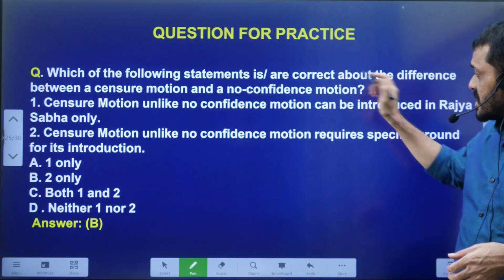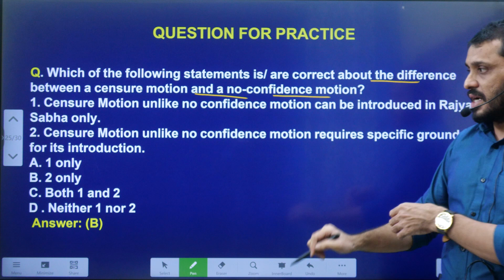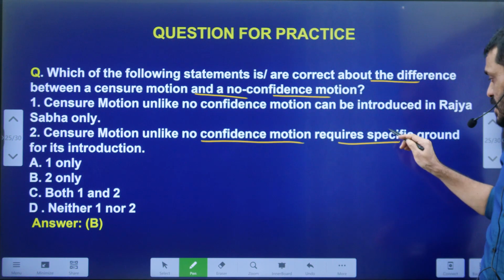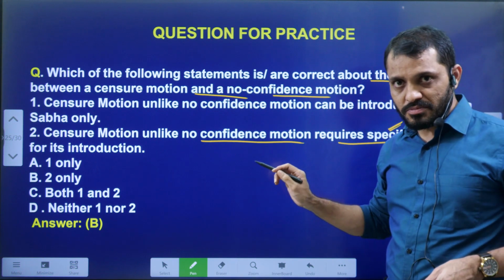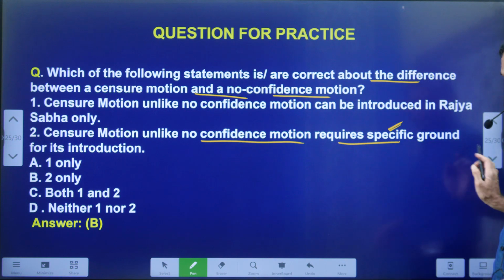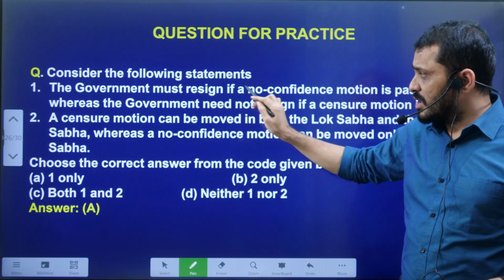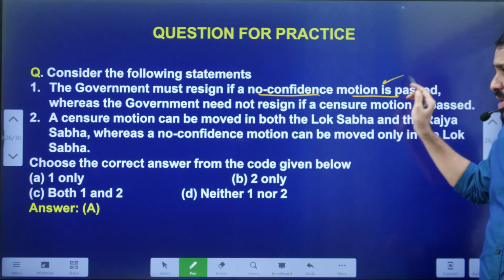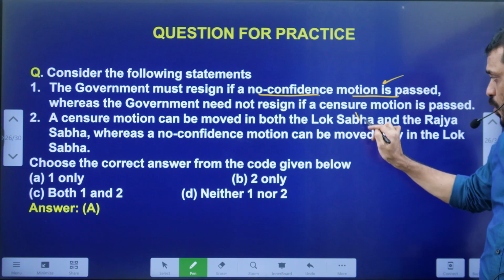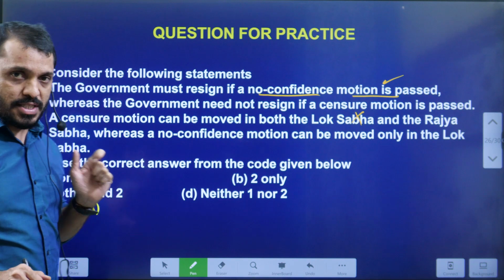In yesterday's video, we will see this question. Which of the following statements are correct about the difference between the censure motion and no confidence motion? Answer is B, true only. A censure motion requires a specific reason for introduction, whereas for a no confidence motion, the reason need not be mentioned. Next, consider the following statements. The government must resign if a no confidence motion is passed. Right. A censure motion can be moved in both Lok Sabha and Rajya Sabha. No, it can be moved only in Lok Sabha. These are the 2 questions related to yesterday's videos.